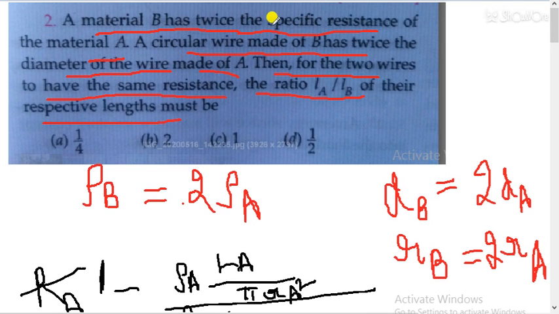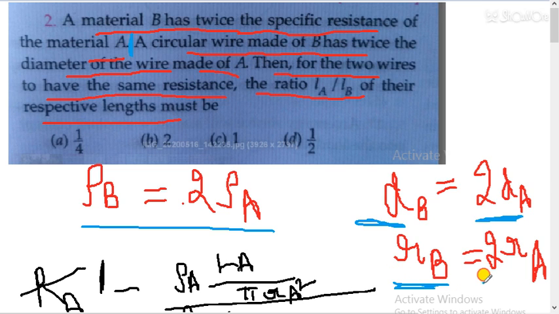A material B has, I am repeating the question again, a material B has twice the specific resistance of material A. That means rho B equal to 2 times rho A. Up to this line, it is clear. A circular wire made of B has twice the diameter of wire made of A. So diameter of B is equal to twice the diameter of A. We can also write it as radius of B is equal to twice the radius of A.